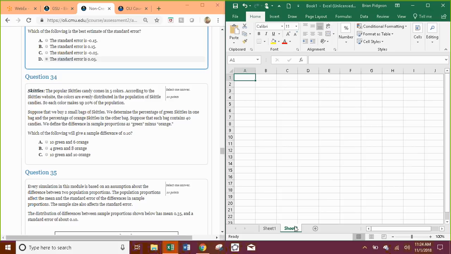Alright. A popular Skittles candy comes in 5 colors. According to the Skittles website, the colors are evenly distributed in the population of Skittles candy, so about 20%.